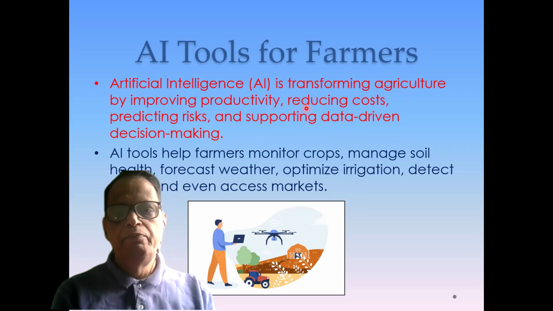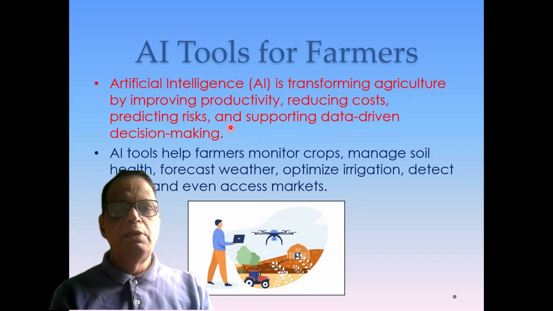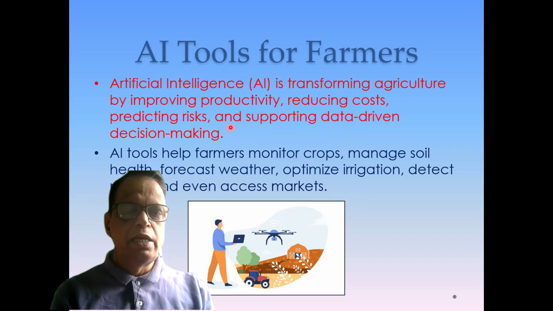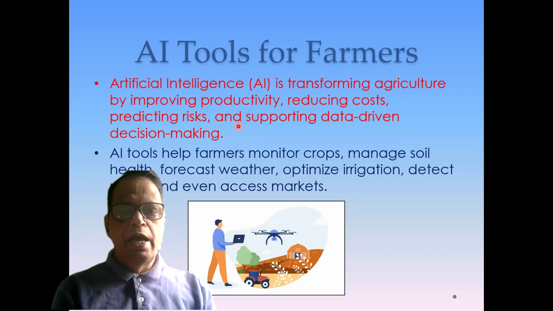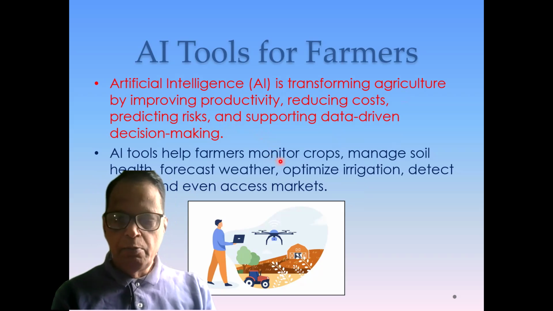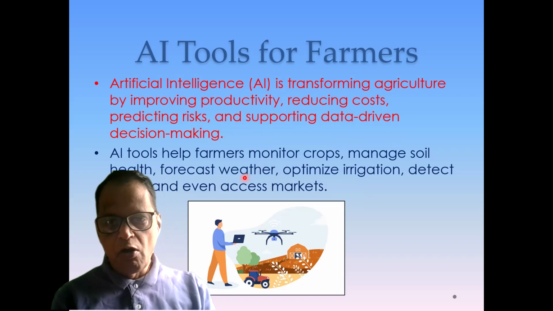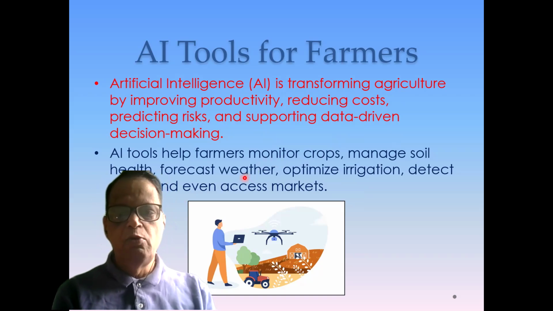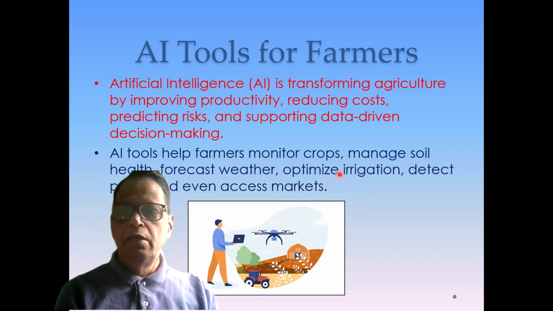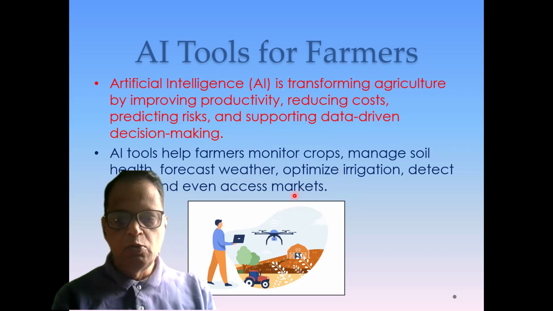They can improve the productivity, they can reduce the cost, they can predict the risk, and it is even possible that they can be supported by data driven decision making. So in agriculture, everyone nowadays can easily make use of AI tools. AI tools can be used in order to monitor the progress of the crop. The soil health can also be managed by making use of AI tools. You can forecast the weather, whether there will be rain or not. You can optimize the irrigation, pests can be detected, and even the market can be accessed by making use of AI tools.